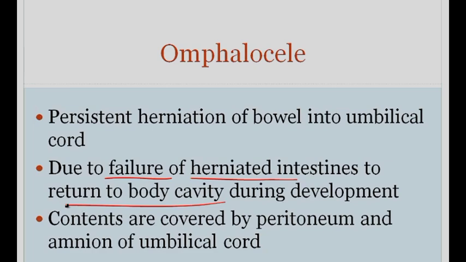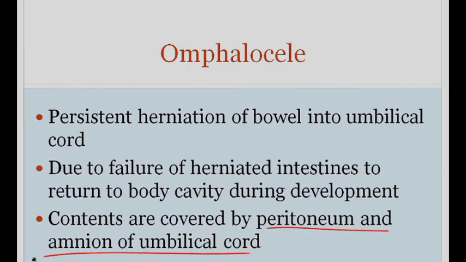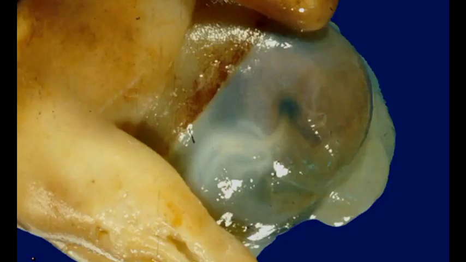Now, interestingly, because you've got this herniation into the umbilical cord, you're going to see the contents of the abdomen. However, it's going to be covered by peritoneum and the amnion of the umbilical cord. So it looks like this. You see the abdominal contents, but they're present in a bubble. And of course, that bubble is the peritoneum and the amnion of the umbilical cord. So this is very important because it makes for a very clear distinction from gastroschisis.